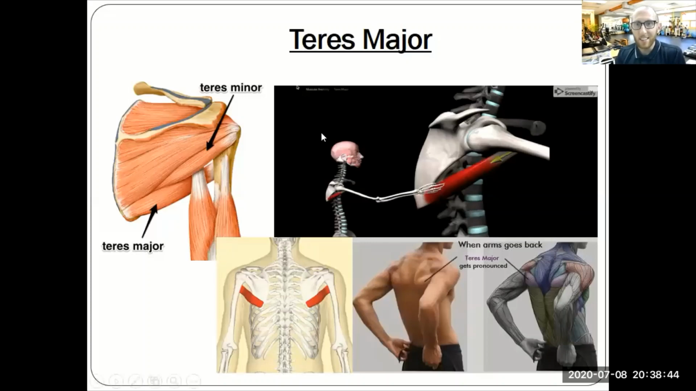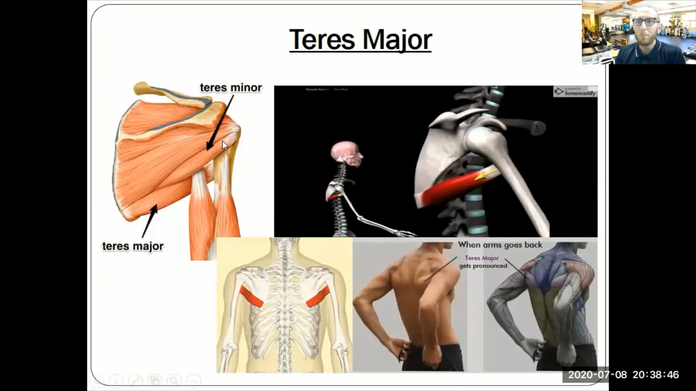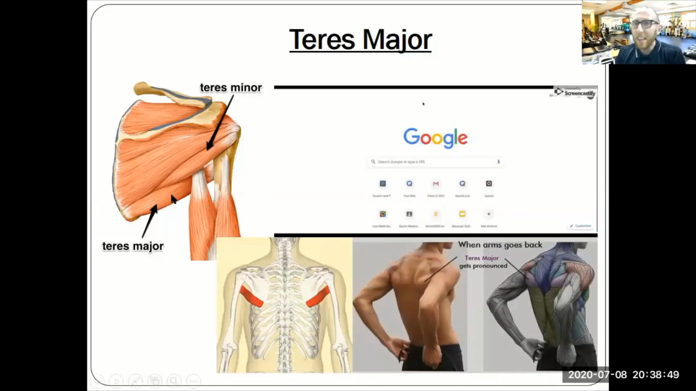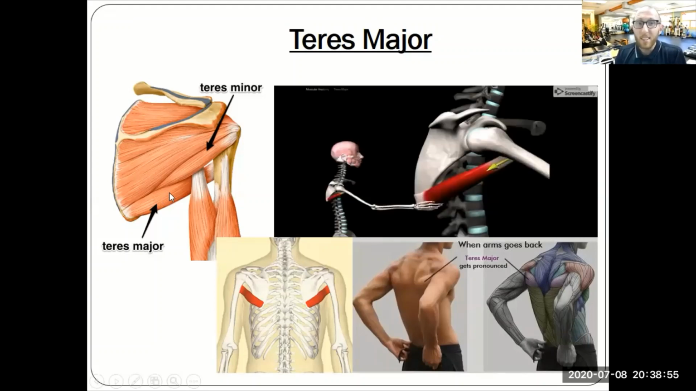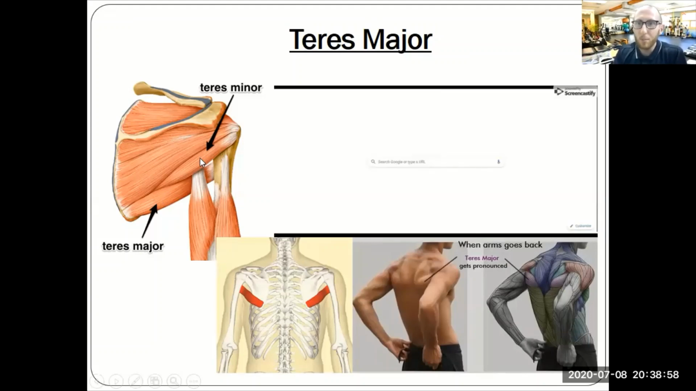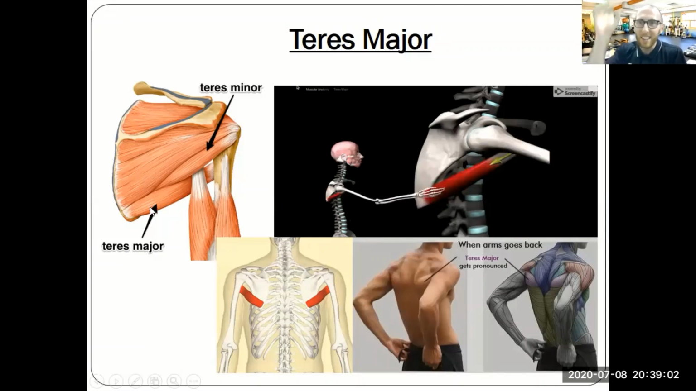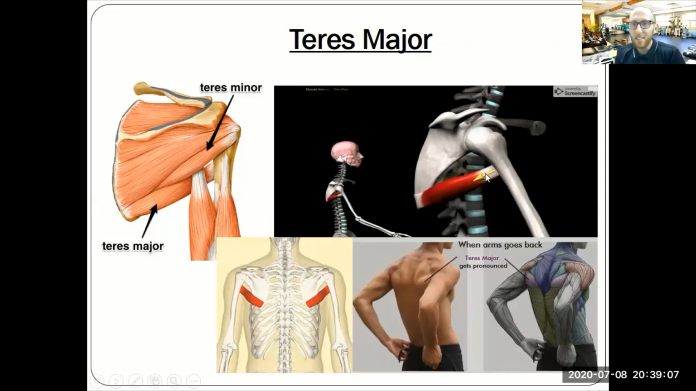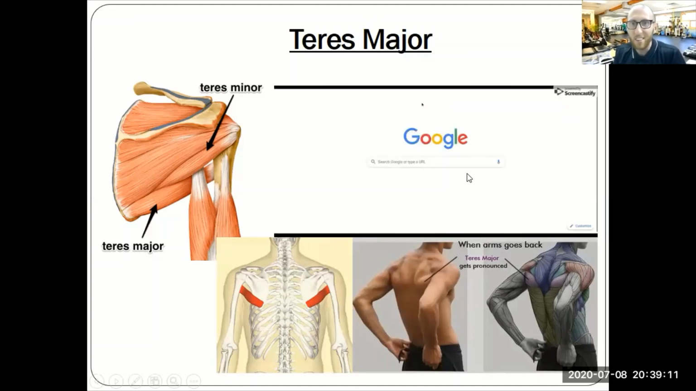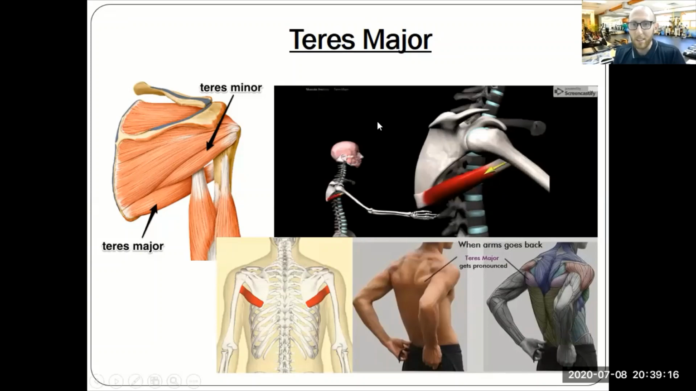Let's take a look at it. First off, it is posterior on the scapula, going over to the humerus. There's a teres minor as well. Teres minor is part of the rotator cuff muscles, but teres major is not. Again, put the latissimus dorsi and the teres major together, and they do all the same things. Here's a great quick GIF that keeps coming in and out. That is the action of the teres major.